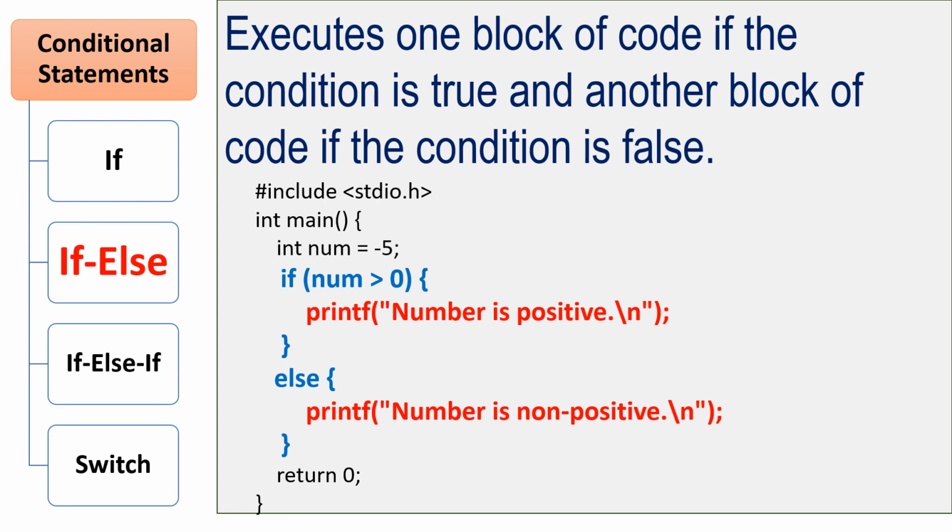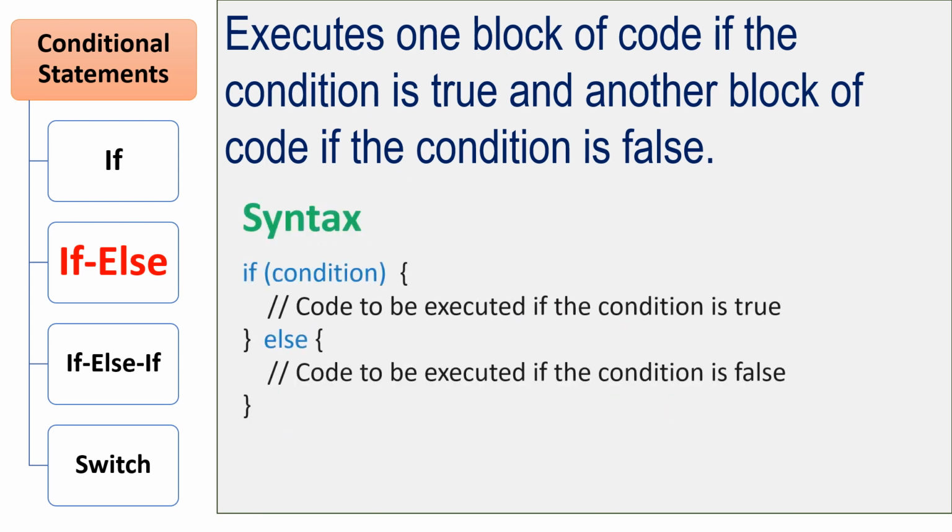Here is an example. If the number is greater than 0, it prints number is positive. Otherwise, it prints number is non-positive. If the condition evaluates true, it executes the first block of code. Otherwise, it executes the second block of code.